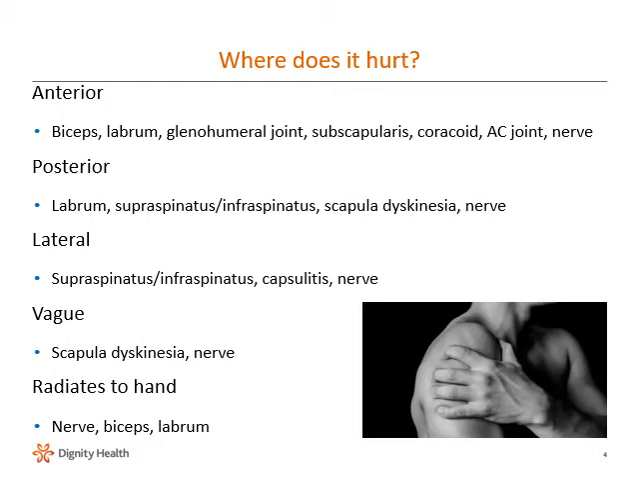So location of the pain, I try to get people to pinpoint the exact location where they feel the most pain or where they feel the pain during certain movements. This is just a quick overview of many different things that could be related to shoulder problems. One thing that you'll notice is that in basically every single location, nerve is a possibility. So whenever I'm seeing anyone for any shoulder problem, potentially a nerve-related problem is on my mind.